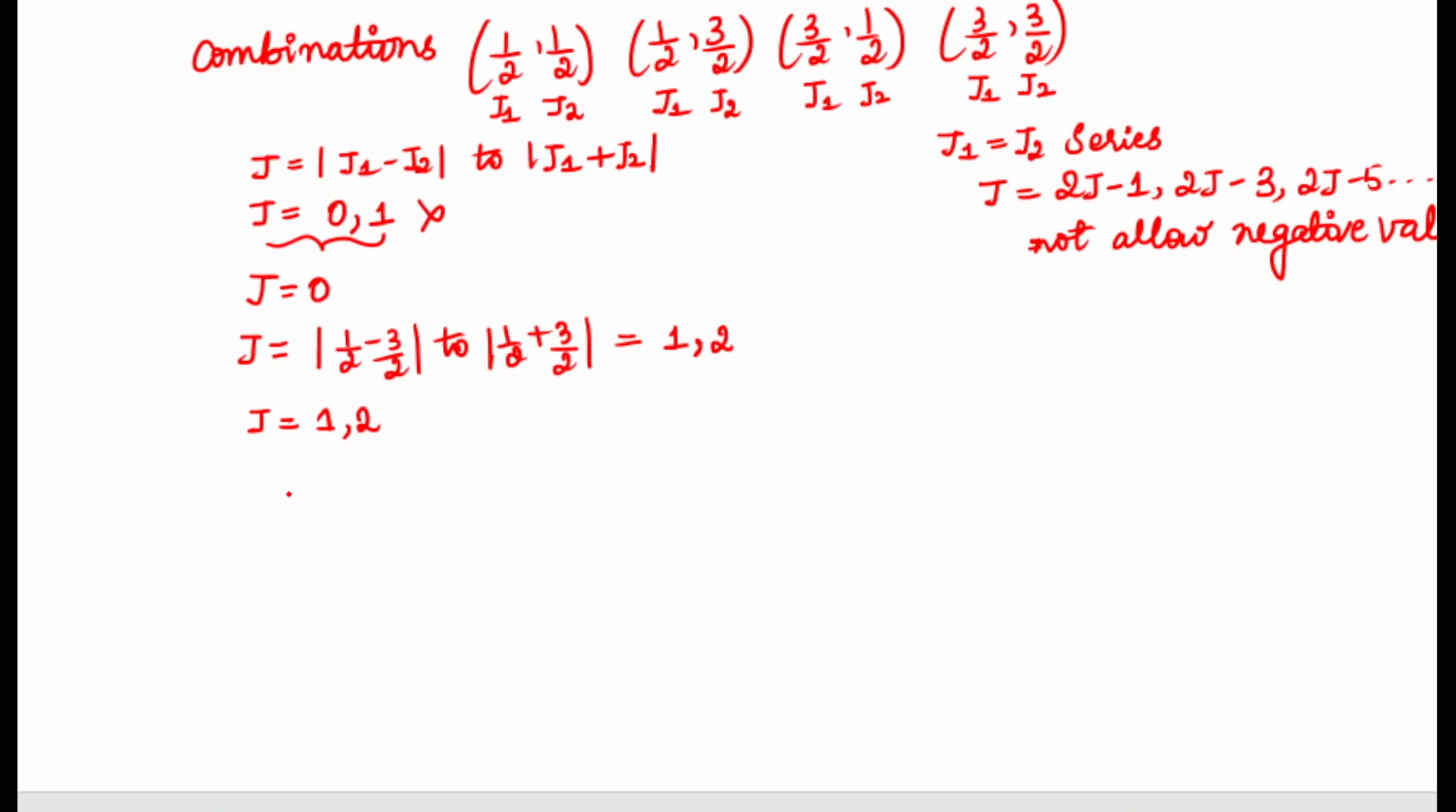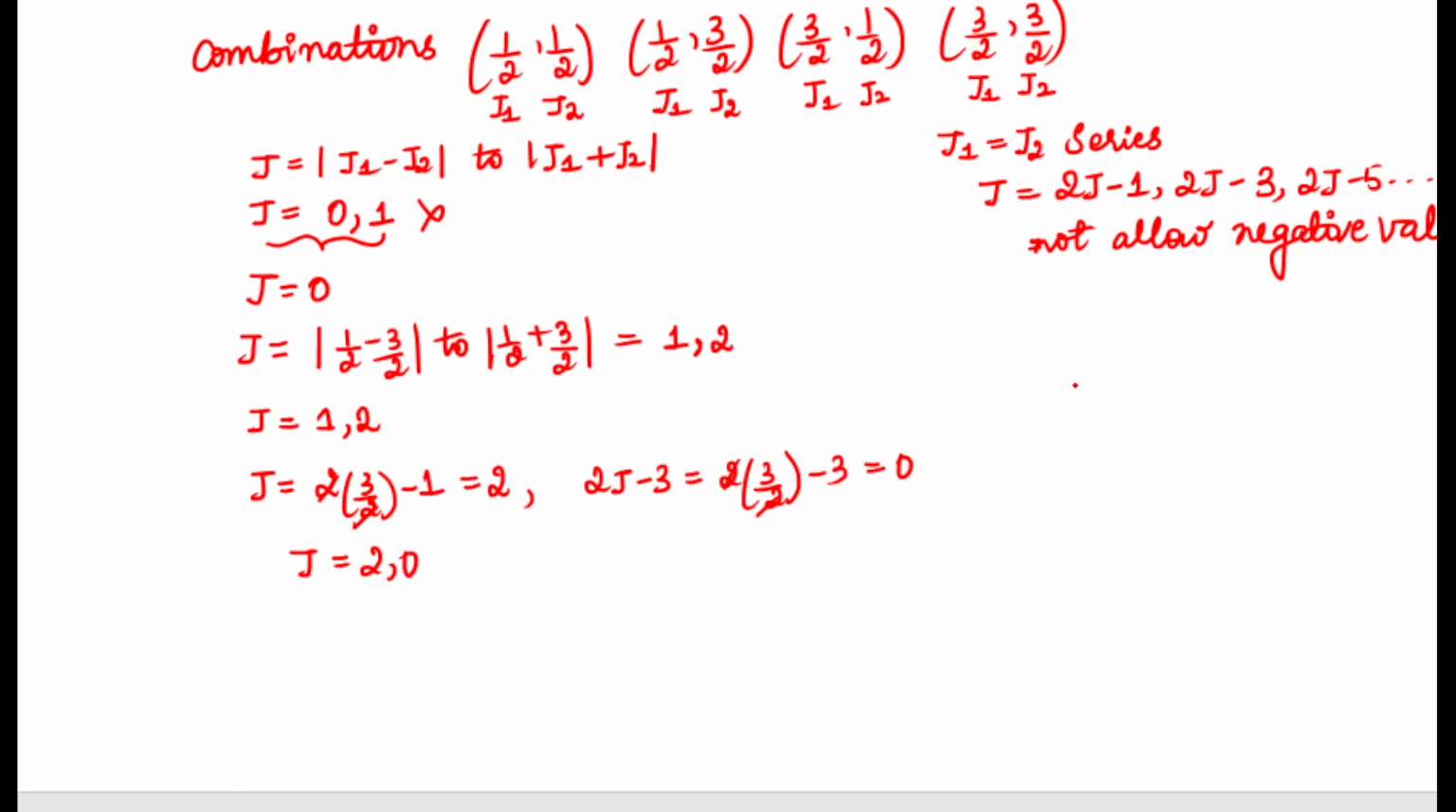And the last is again the same j values, that is 3 by 2. If I substitute here, 2j minus 1 is 2 times 3 by 2 minus 1. 2 2 get cancelled, 3 minus 1 we are having a 2. And the next term, 2j minus 3, is 2 times 3 by 2 minus 3. 3 minus 3 is 0. So we are having the j values to be 2 and 0.